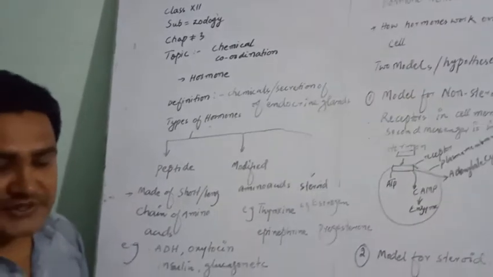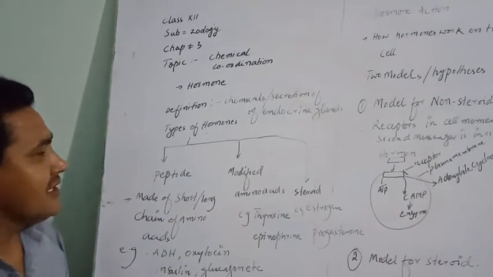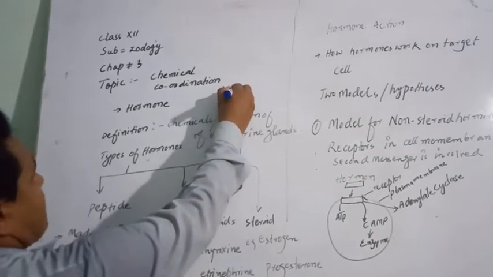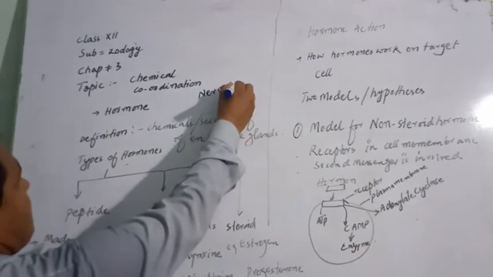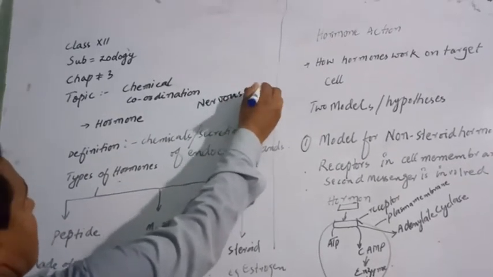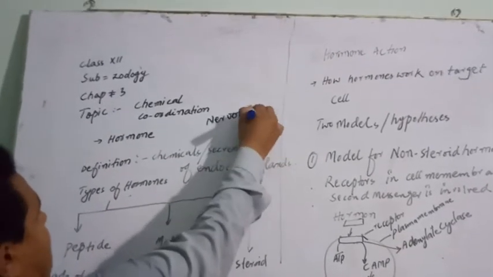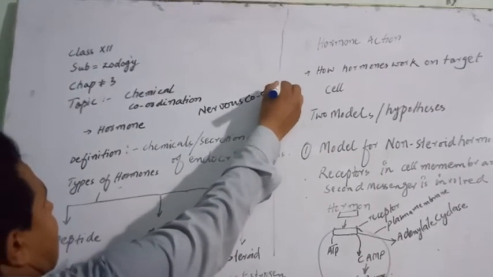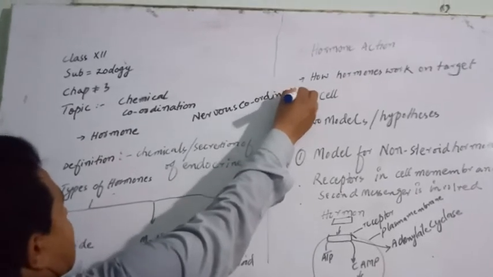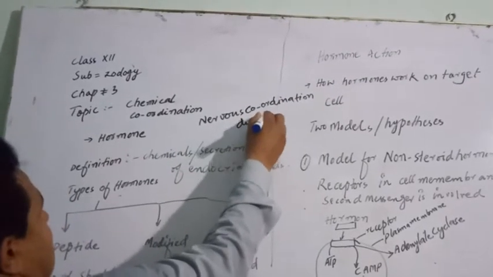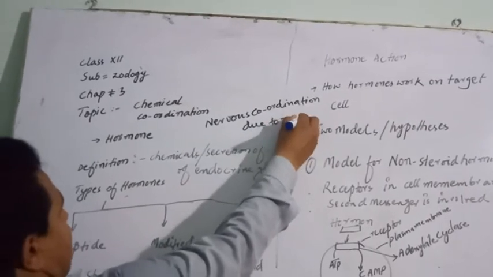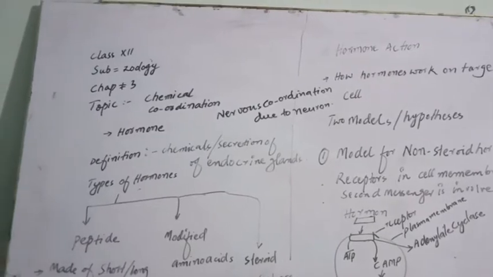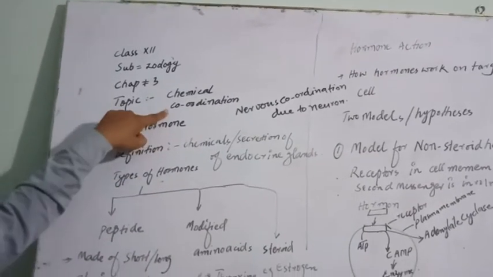And there are two types of coordination. One is chemical coordination and the other is nerve coordination. Nerve coordination is carried out by the nervous system, also called electrochemical coordination. It is due to neurons or electrochemicals, but in chemical coordination only chemicals are involved.